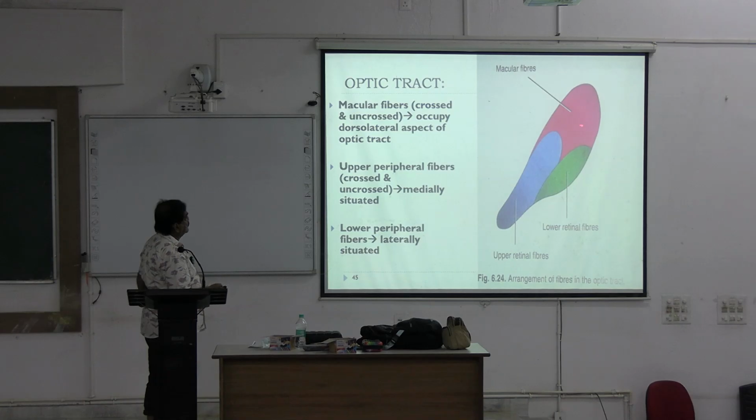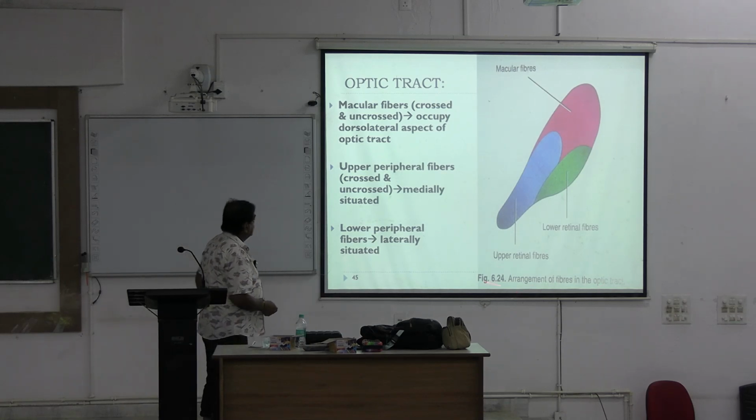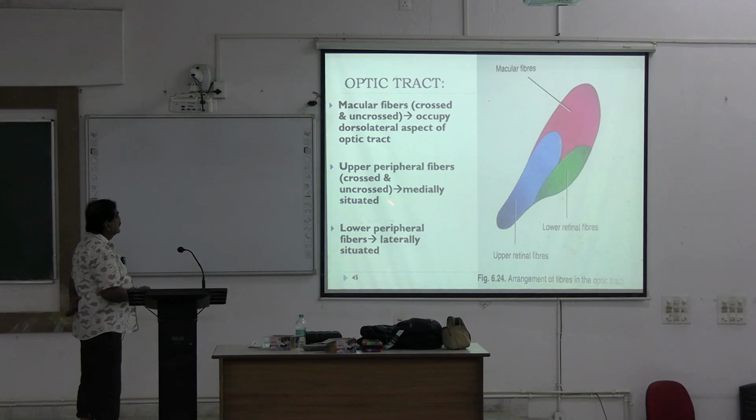This is the macular fibers, the lower retinal fibers, the upper retinal fibers: the arrangement of fibers in the optic tract. Lower peripheral fibers are laterally situated.